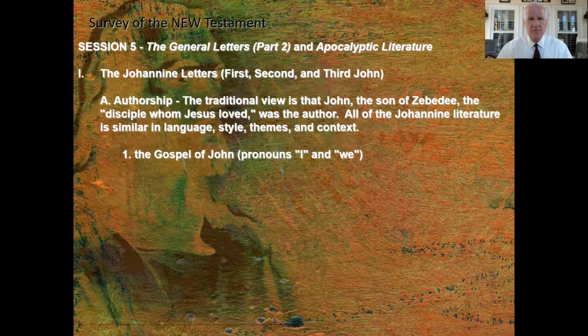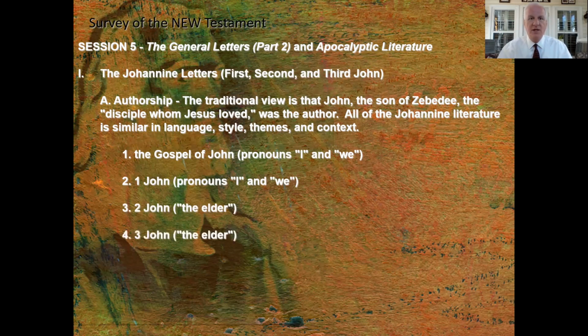You can see, for example, that the Gospel of John uses the pronouns I and we, but refers to the beloved disciple in the 3rd person. 1st John, the author refers to himself as just I and we. In 2nd John, the author refers to himself as the elder. In 3rd John, he refers to himself as the elder. But in Revelation, he refers to himself as John.